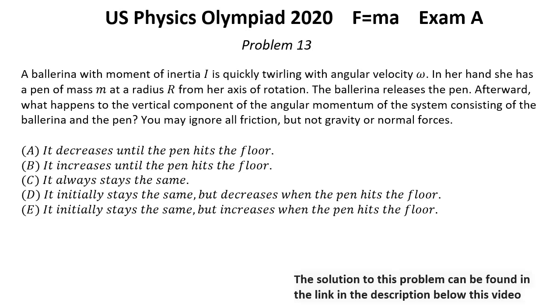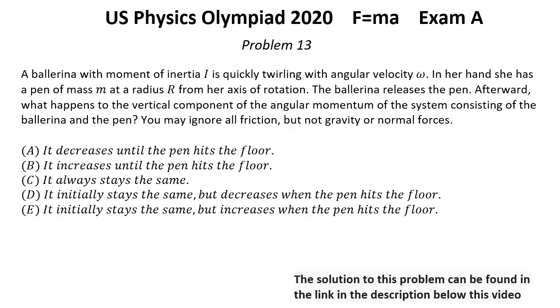Problem number 13. A ballerina with a moment of inertia I is quickly twirling with angular velocity omega. In her hand she has a pen of mass m at a radius r from her axis of rotation. The ballerina releases the pen.